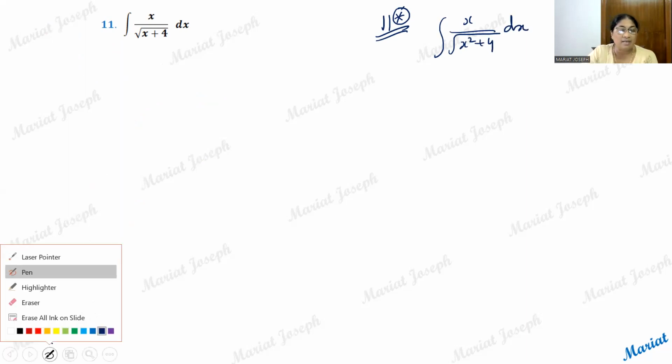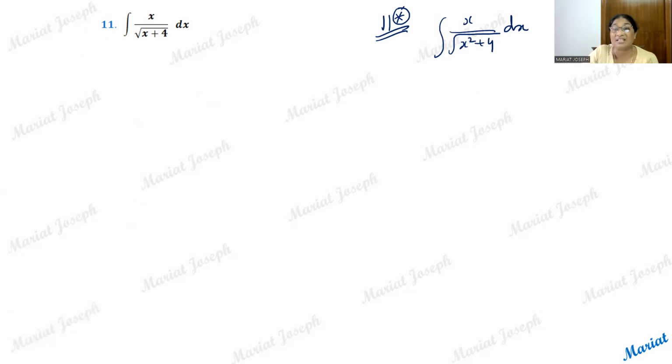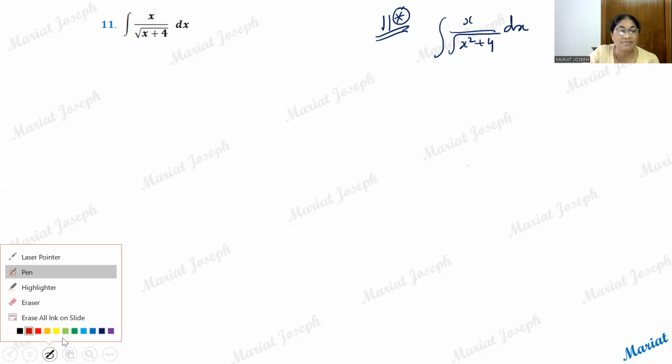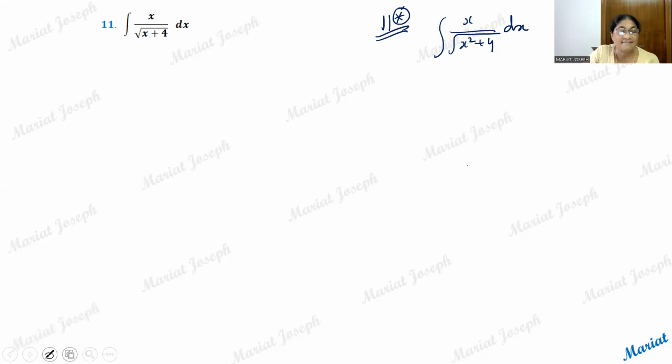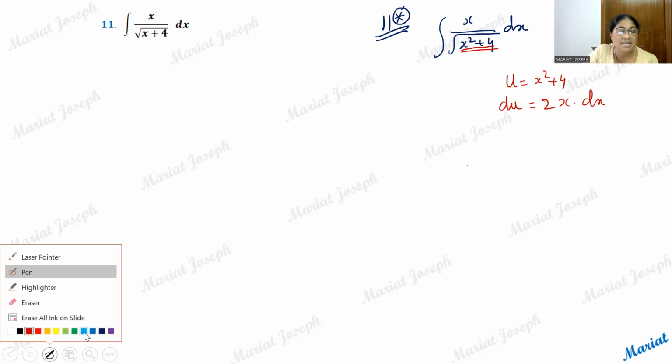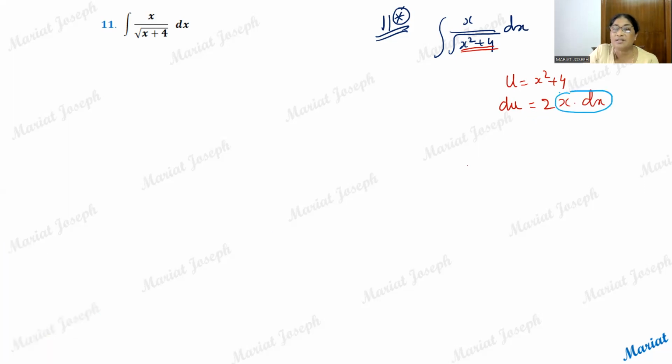Khushi, can you tell me how that is going to be easier in this 11 star? What substitution will you take in 11 star? I've given an extra question over there. x square plus 4. Yes, x square plus 4. Why will you take u, Khushi? Yes, ma'am. Why x square plus 4? Because the derivative is 2x dx. x into dx, and that x into dx, look, we have in the question. So this answer would be easier.